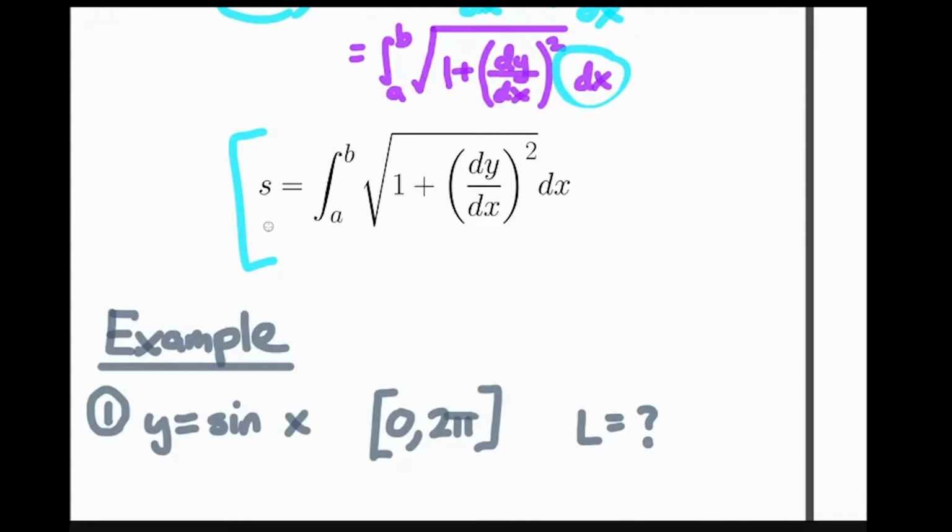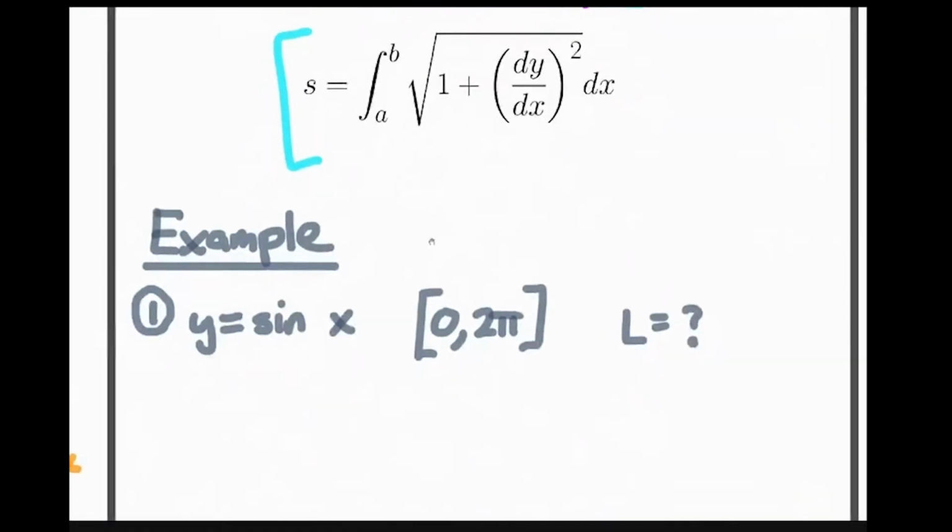Okay, they use S for arc length. I use L because some books use L, some books use S. It doesn't really matter. Just make sure you know what you're doing. You'll see the answer key. I usually use L. I don't know why. I think because the book uses L, but it doesn't matter.